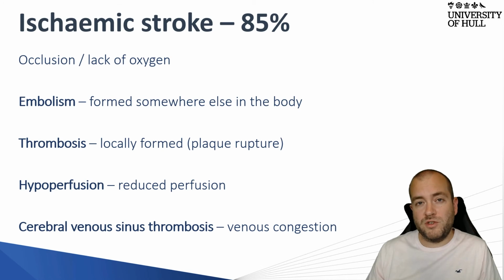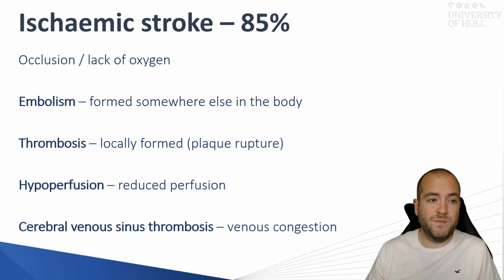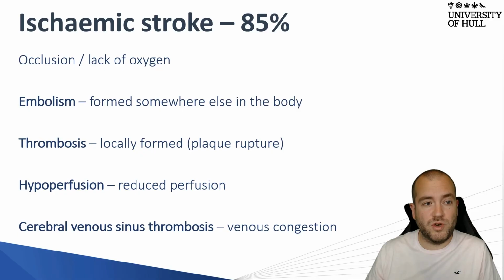Often you see patients who have a stroke have atrial fibrillation, and this is relating to an embolism, which is caused by venous congestion within the heart, normally within the left atrium. This then breaks off, travels up through the carotids into the brain, and then causes a stroke.